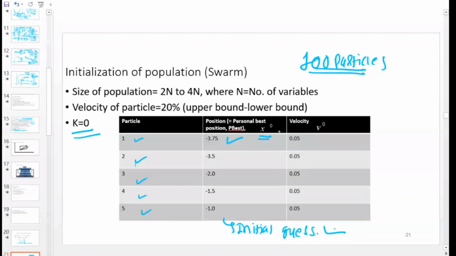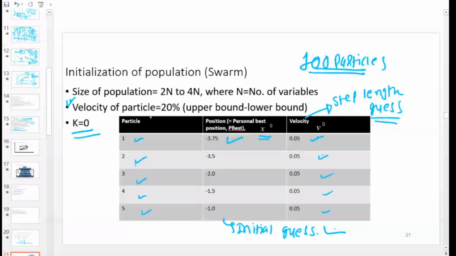Now, for each particle, you have to assume the velocity. It means you have to initialize the step length, or guess the step length, right? In this case, for every particle, I have considered the step length as 0.05, 0.05, 0.05, 0.05. I have taken the same values, right? But as per the thumb rule, you have to use this equation.